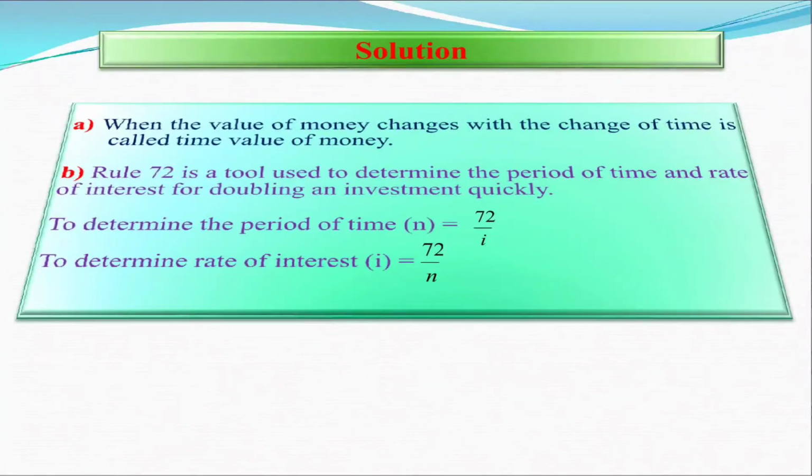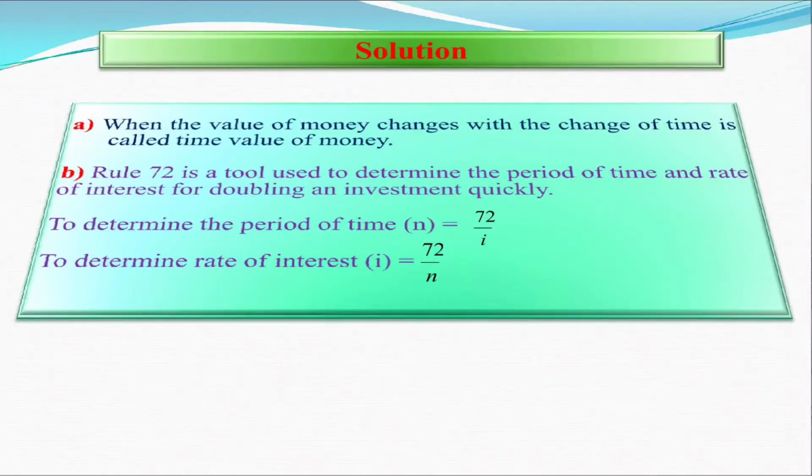What do we use it to determine? The period of time and interest rate. When will we use this formula? For doubling an investment quickly. When we want to double an investment quickly, like 5 lakh taka we want to double to 10 lakh, at this time if we want to determine the period of time and rate of interest, then we will use Rule 72. That is why I said Rule 72 is a tool used to determine the period of time and rate of interest for doubling an investment quickly.